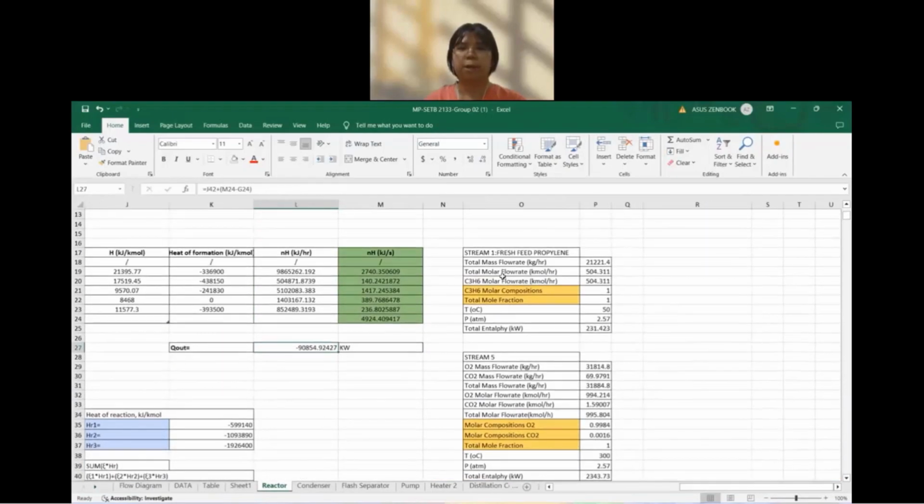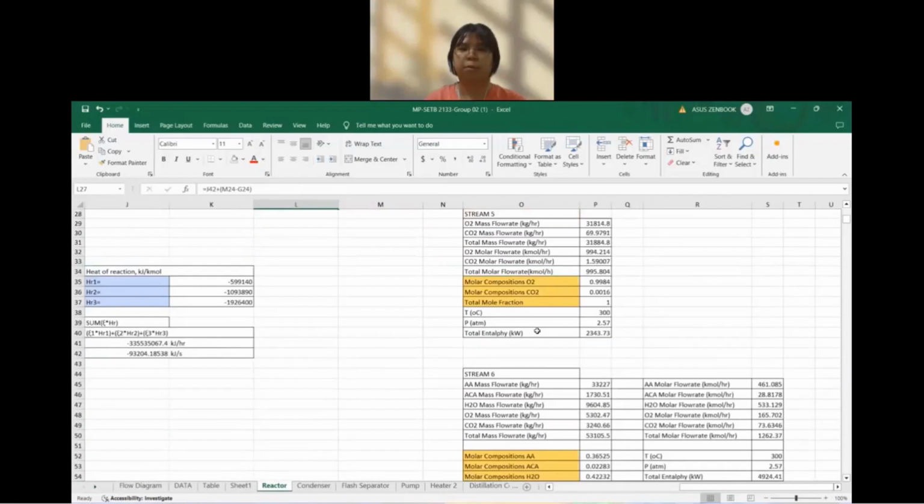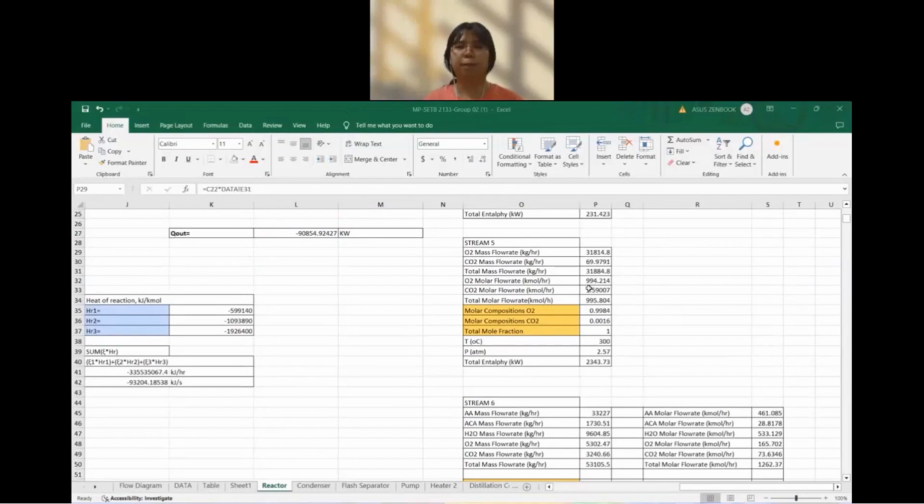So here is the mass flow rate, molar flow rate, and molar composition for each stream. For example, in stream 5, we obtain the molar flow rate from the enthalpy table just now, and we calculate the mass flow rate by timing the molar flow rate with the molecular weight. For the molar composition, we use the substance molar flow rate divided by the total molar flow rate. And this is how we do our Excel.